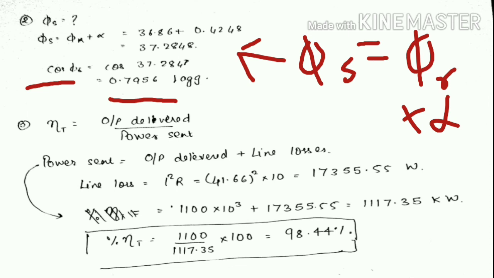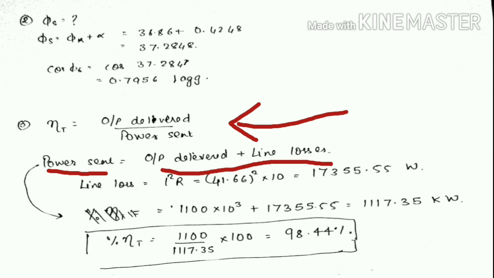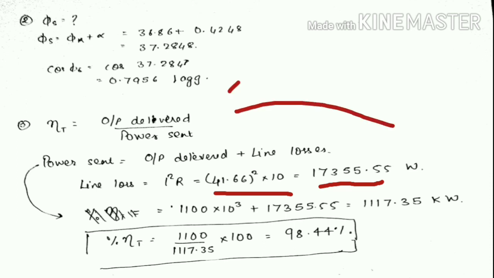The third point is transmission efficiency. The formula of the transmission efficiency is output delivered divided by power sent, and again we have the formula of the power sent as output delivered plus line losses. We have the value of output delivered, but we have to find the line losses, and the equation of the line losses is I square R, which is equal to 41.66 squared into 10, which will be equal to 17355.55. Now put this value in this equation.